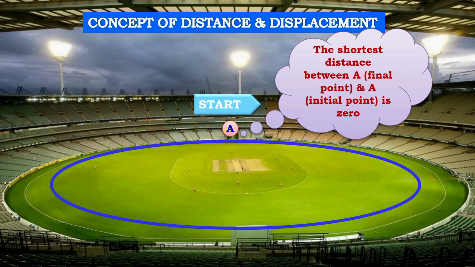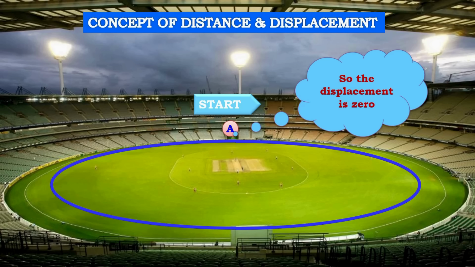Displacement. Now let us think about displacement. Displacement is the shortest distance between the initial and final position. Here, initial point is equal to A. Final point is equal to A. The shortest distance between A and A is 0. So the displacement is 0 meters.